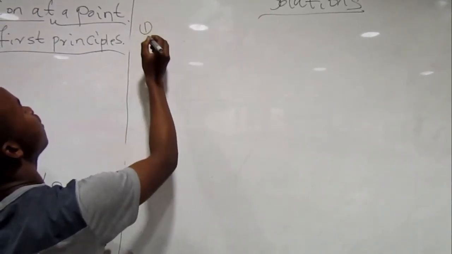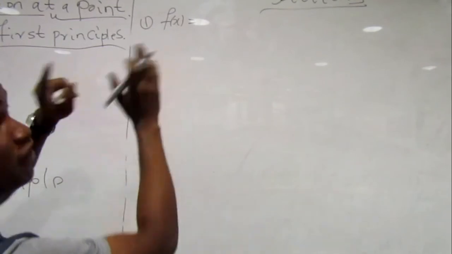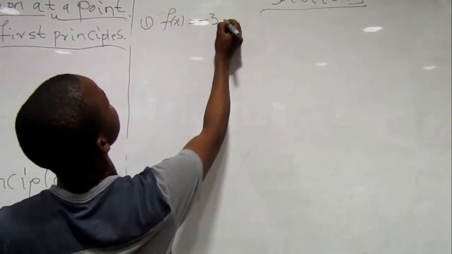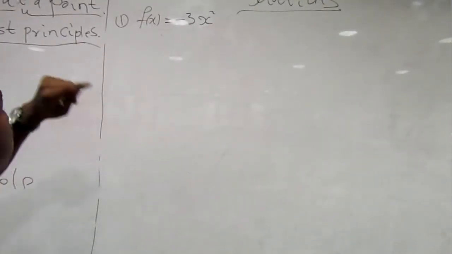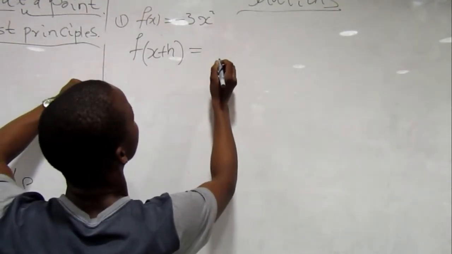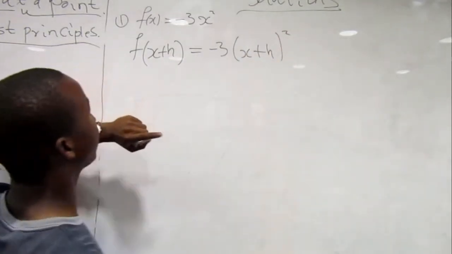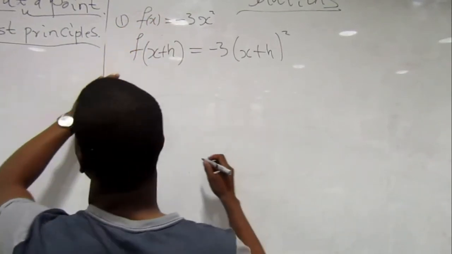Then we take number 1. f of x is equal to, this is our first step. We just write f of x is equal to the given function, which is negative 3x squared. Then the second step is f of x plus h is equal to negative 3 times x plus h squared. And remember, this f of x plus h, we have taken this part from this formula, of which here we do have this.